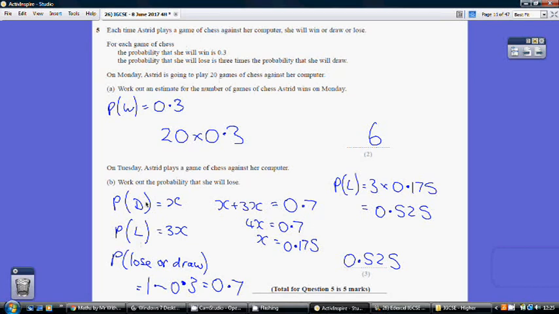Now what do we know about the probability of her drawing or losing? We know it must be 0.7 because the probability that she will win is 0.3. So the probability she will either draw or lose must be the rest to take us up to 1, which is 0.7. So we know that 4x equals 0.7, so dividing through by 4, x must be 0.175. So our probability of drawing, x, is 0.175, and our probability of losing is 3 lots of this, so 3 lots of 0.175, which is 0.525.